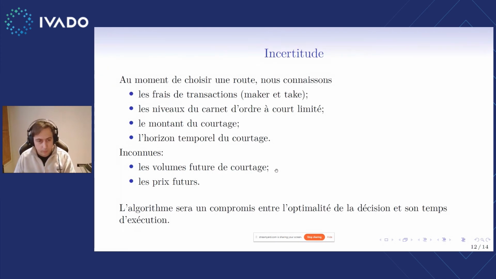So we assume that we know the transaction fees, the levels in the limit order book, the amount of the trading, and the temporal horizon of the trading. But we don't know exactly what is the future of the volume of the trading and the price in the next few minutes or next time steps. And so the algorithm has to balance these different issues because we have to go fast. We want to take the opportunities when they are there.